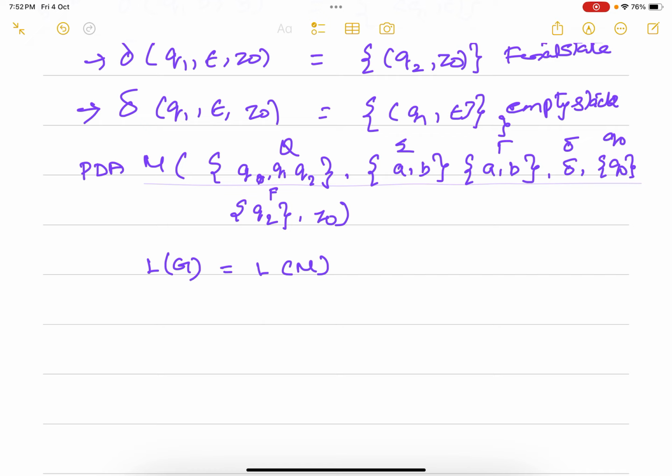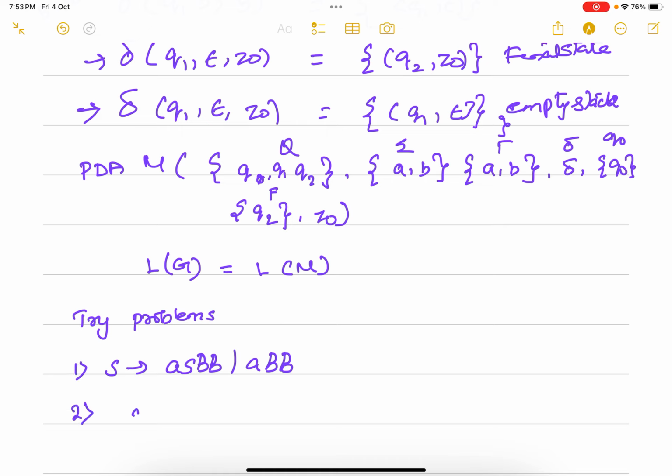Now please try some more problems and see whether you are able to construct a pushdown automata from the context-free grammar. So you try these problems. S goes to ASBB or ABB, where these are capital B's. This is the first problem. Second problem, S goes to 0BB and B goes to 0S or 1S or 0.